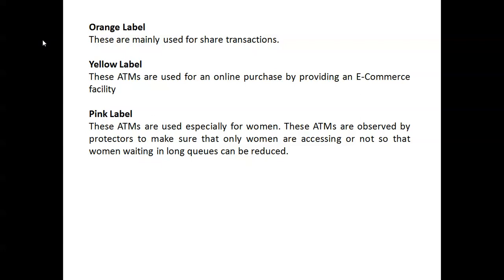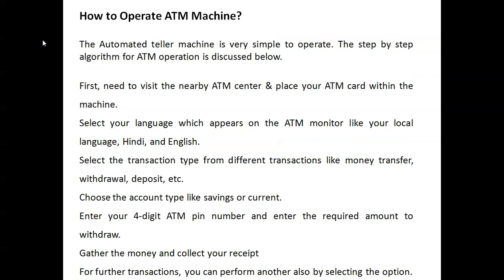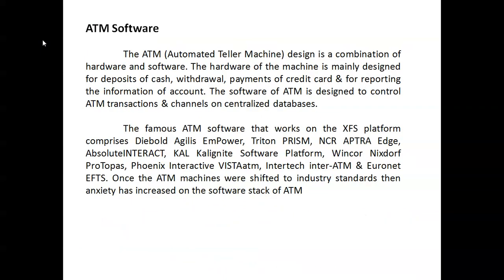This ATM is observed by a protector to make sure only women are accessing it, so that women waiting in long queues can be reduced. How does the machine operate? You have to put in the card and give the PIN, then the process will run, then we get the money and collect the receipt. For ATM software, platforms like XFS, Tritone, Prism, NCR, APTRA Edge might be used. So these are the platforms they use.